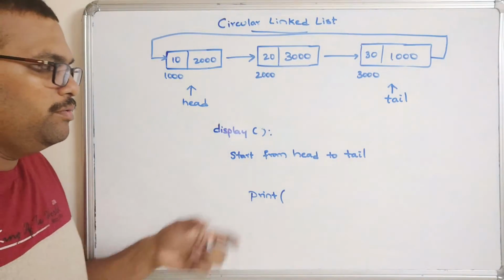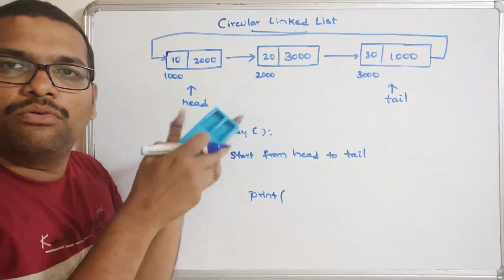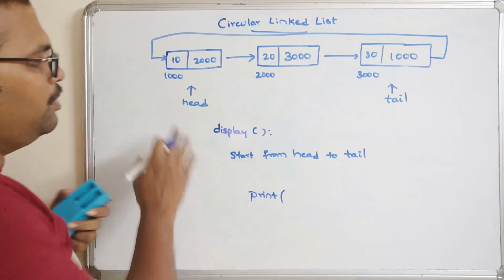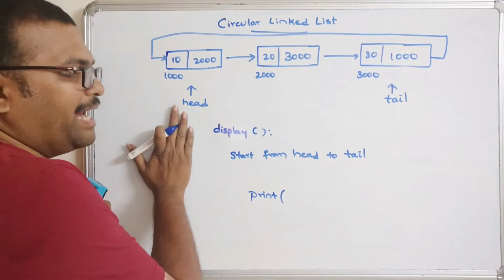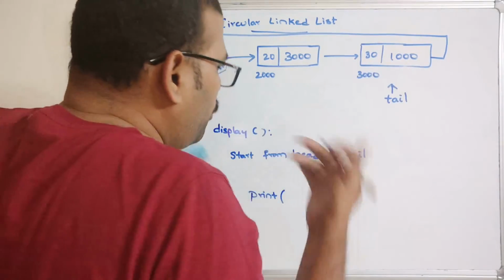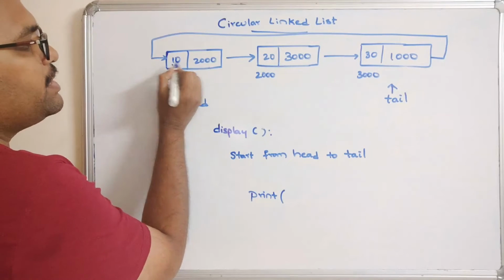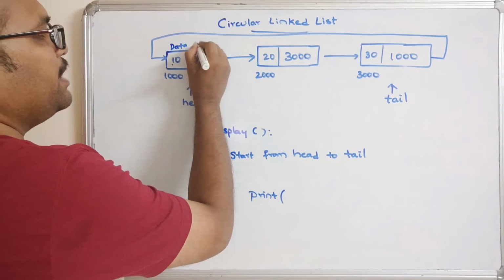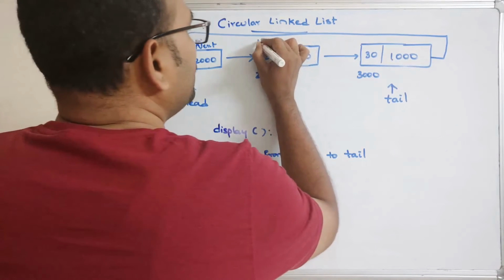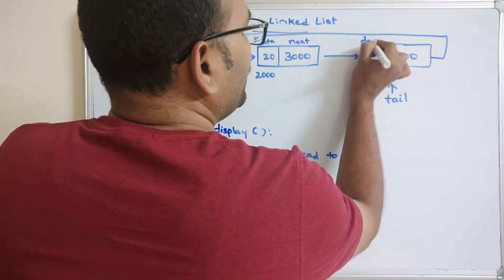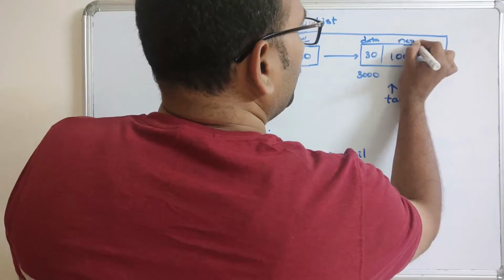So what do we have to do? We have to display the complete nodes of this particular circular linked list. We have to start from head and display each and every data up to tail. We have to display 10, 20, 30. This is the data and this is the next. This is the data, this is the next. This is the data and this one is the next.